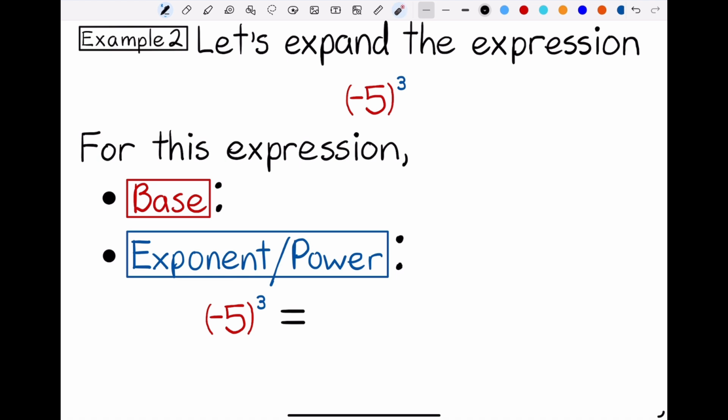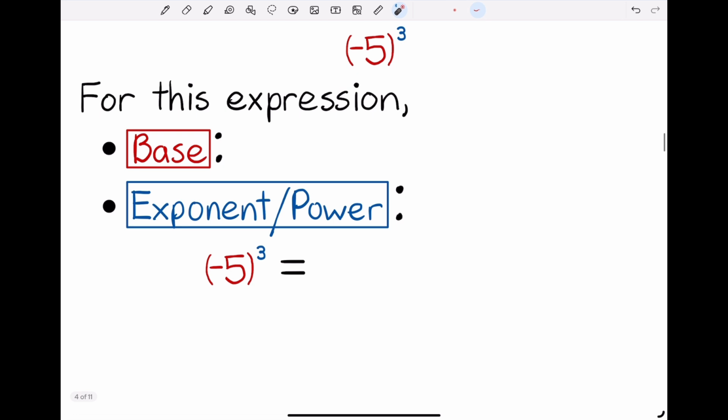Now let's expand the expression negative 5 to the third power. Just like we did with our other example, we need to identify the base and the exponent, which we could also call the power. Since the negative 5 is written larger than the 3, that tells us that negative 5 is going to be our base. And so we could also label it up here that negative 5 is our base.